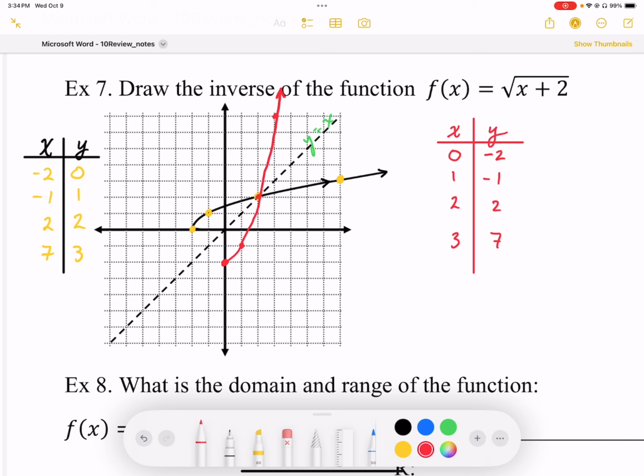And notice that the domain here is x is greater than or equal to negative 2. The range of this function is going to be y is greater than or equal to negative 2 because the domain and range will switch there. Same with the range. Range is y is greater than or equal to 0. Notice that because we only have half the parabola, the domain of this new function is going to be x is greater than or equal to 0.